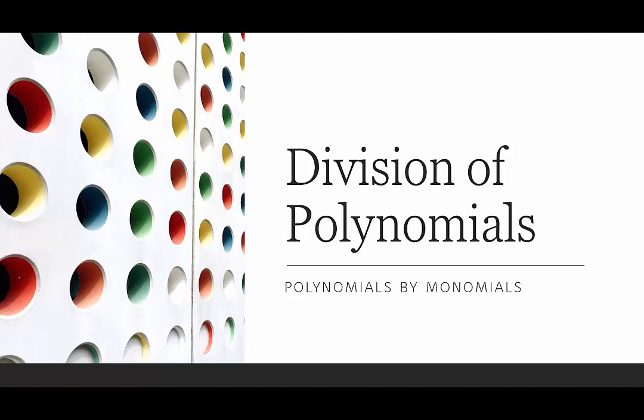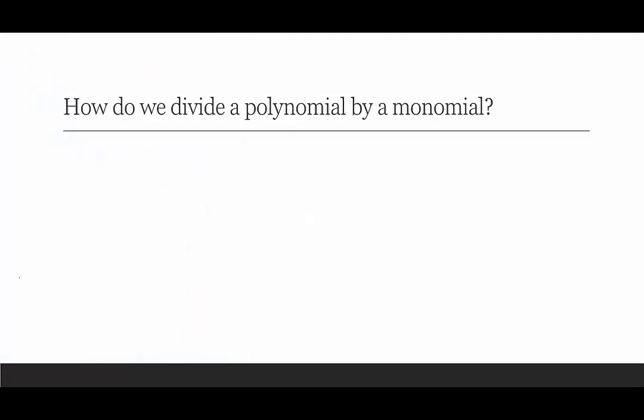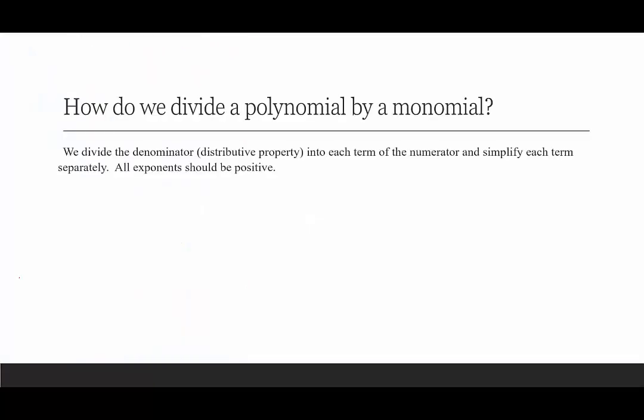In this video on division of polynomials, we're going to look at dividing polynomials by monomials. How do we divide a polynomial by a monomial? Well, we divide the denominator using the distributive property into each term of the numerator and simplify the terms separately. And then all exponents should be positive.